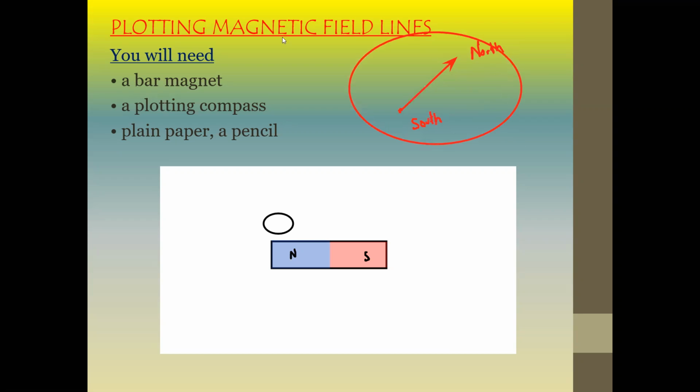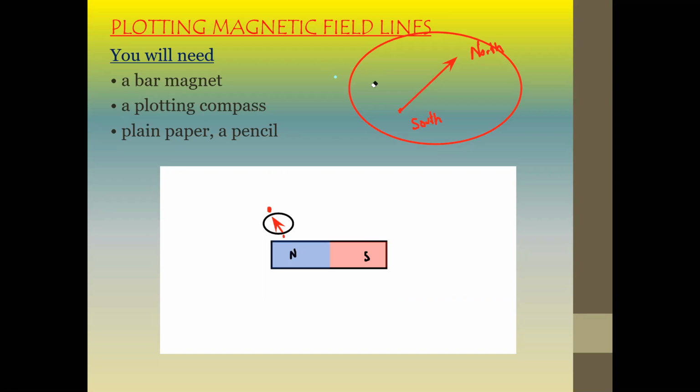So when I place this plotting compass close to the north pole, the south pole is attracted towards the north pole of the permanent magnet. So how will the needle point? The needle will point in this manner. So what we will do, we will mark 2 points which show the direction in which the compass needle is pointing. Is it clear? The first part, we are plotting a magnetic field of a permanent magnet.